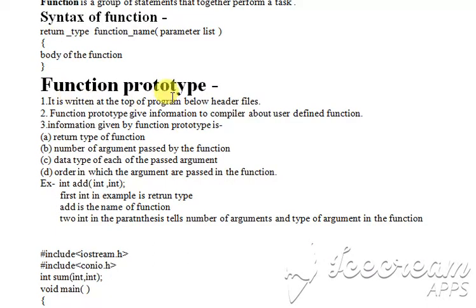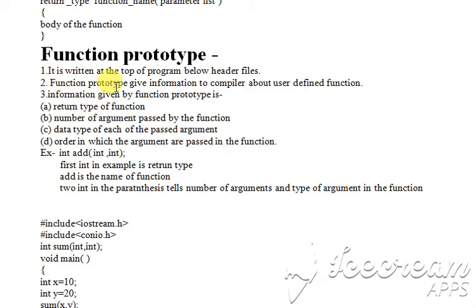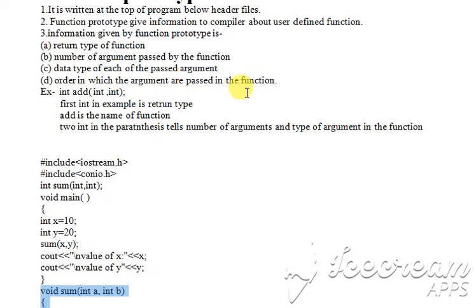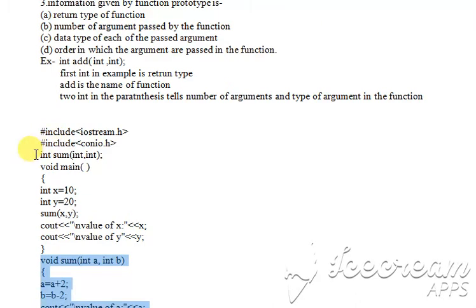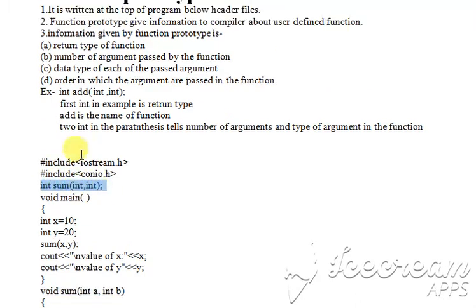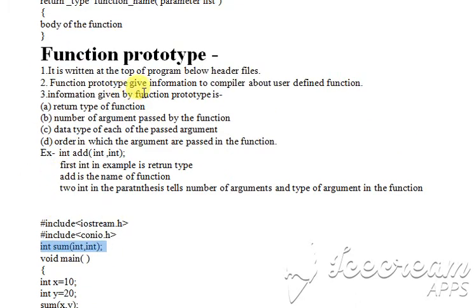Now, function prototype. A function prototype is written at the top of the program below the header file. See here, top of the program below the header file. This is your function prototype. A function prototype gives information to the compiler about a user defined function. What type of information? See here: the return type of the function, the number of arguments passed to the function, the data type of each of the passed arguments, and the order in which the arguments are passed in the function.